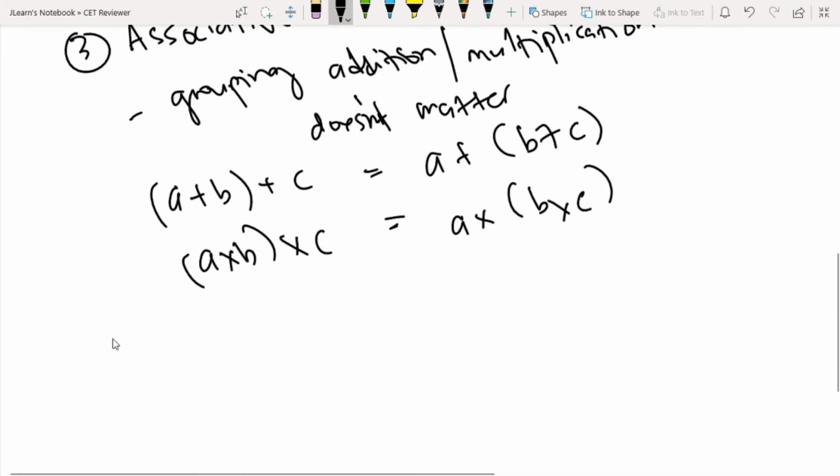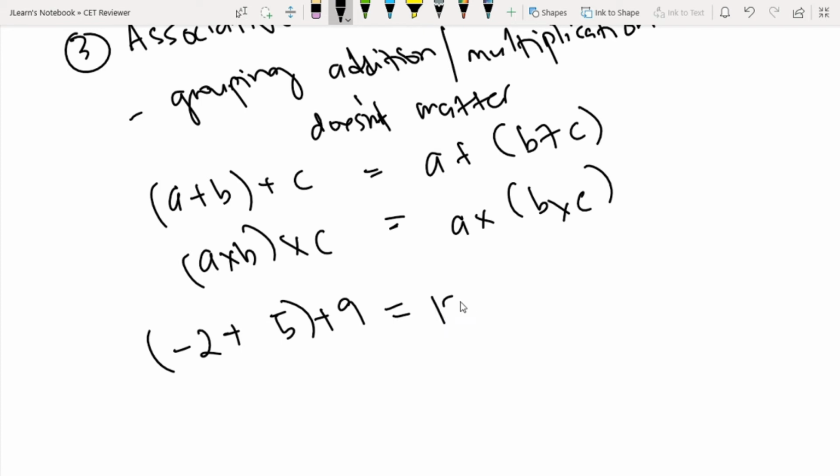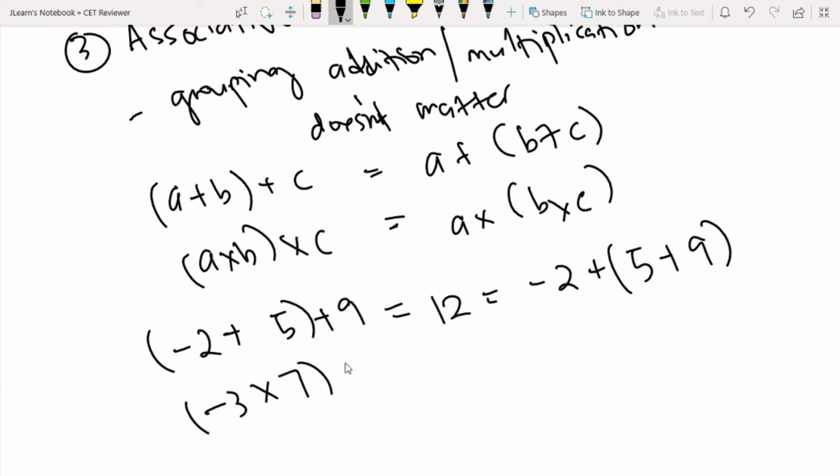Okay? So, for example, minus 2 plus 5 plus 9, wherein ito yung naka-parenthesis, equal yan sa 12, and then equal din dapat yan sa minus 2 plus 5 plus 9, wherein ito yung naka-parenthesis. Okay? Or, kunyari, multiplication, minus 3 times 7 times 2 equals sa minus 3 times 7 times 2. Okay? And yan ay equals sa negative 42. Okay? So, yun yung associative property.